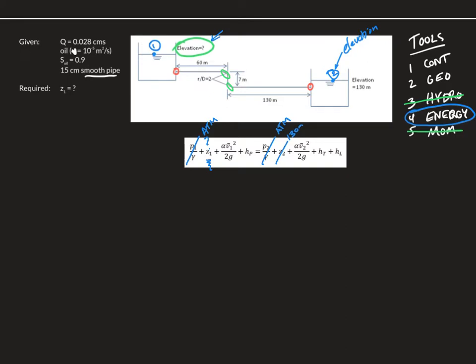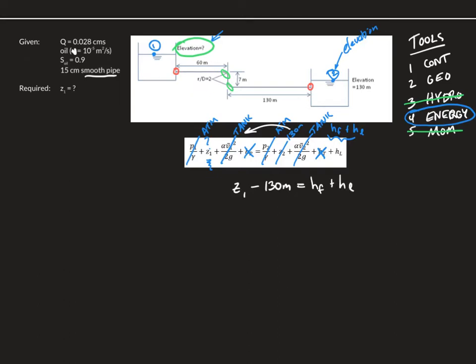Neither location 1 or location 2 have any velocity because of the tank assumption. There's no pump, there's no turbine. There is head loss, however, so this is going to be split up into HF plus HL. So this elevation minus 130 meters, I just moved this to the other side of the equation, equals the head loss, HF plus HL.